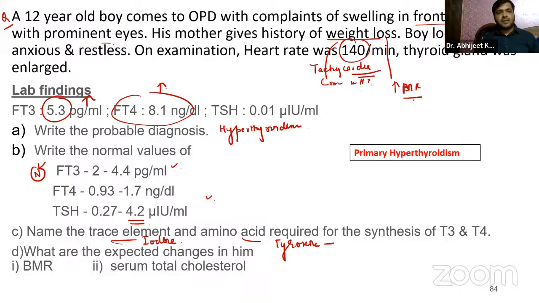Now, what are the expected changes in the basal metabolic rate, guys? The basal metabolic rate will be increased. Hyperthyroidism increases the basal metabolic rate due to increased thyroid hormone levels, right? There will be increased metabolism. Serum total cholesterol levels will be decreased, guys, okay? It results in lower serum cholesterol levels due to increased turnover and metabolism of lipids.